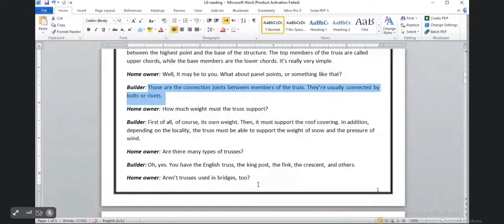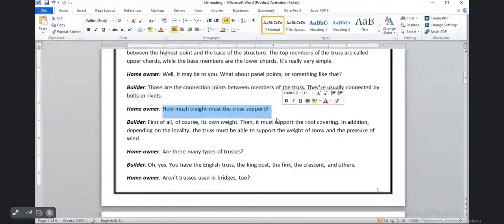Okay? So again, how many parts of the truss do we have now? We have the top chords and lower chords. We have the panel points. We have the what? The rise and the span. These are very important to remember. Now the homeowner is asking a question. How much weight must the truss support?